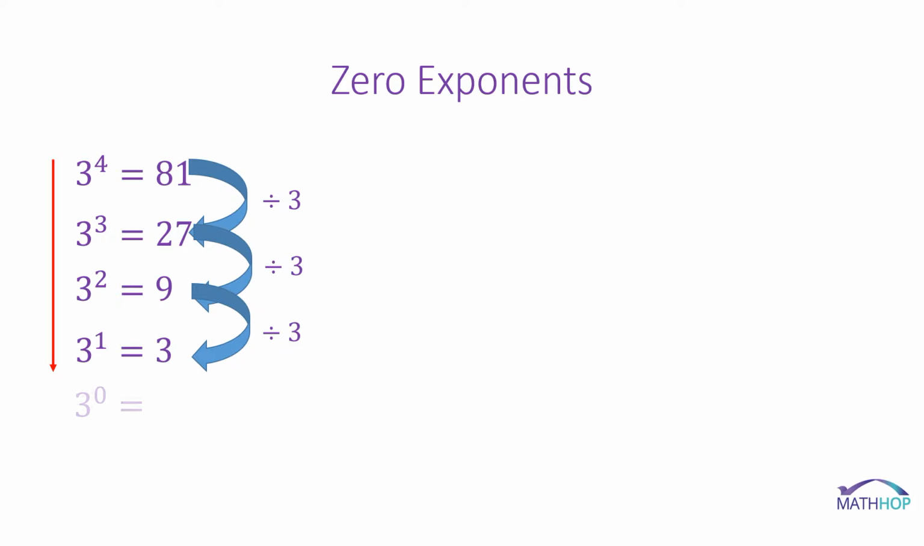So let's use this pattern to figure out what 3 to the 0 power is. 3 to the 0 power following this pattern would be 3 divided by 3, which is 1. Remember, if we have the same number in the numerator or denominator, the quotient is 1. Anything over itself is 1.